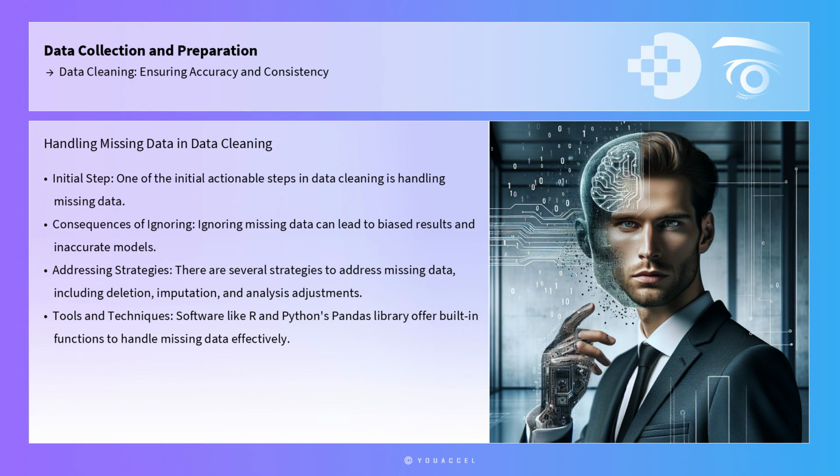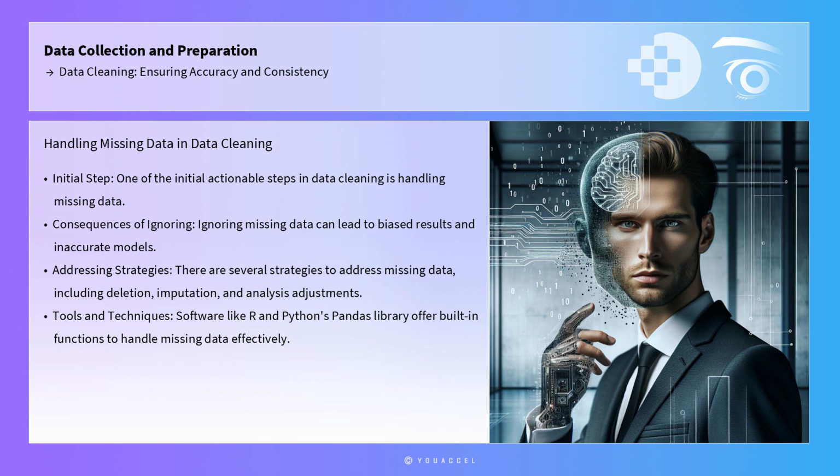One of the initial actionable steps in data cleaning is handling missing data. Missing data can occur due to various reasons, such as data entry errors or incomplete data collection processes. Ignoring missing data can lead to biased results and inaccurate models. There are several strategies to address missing data, including deletion, imputation, and analysis adjustments. Deletion is straightforward, but may not be suitable if it leads to significant data loss.